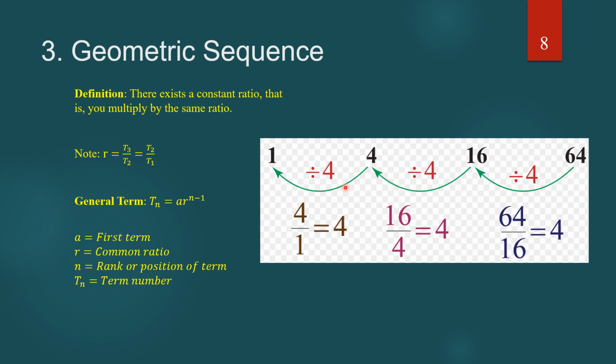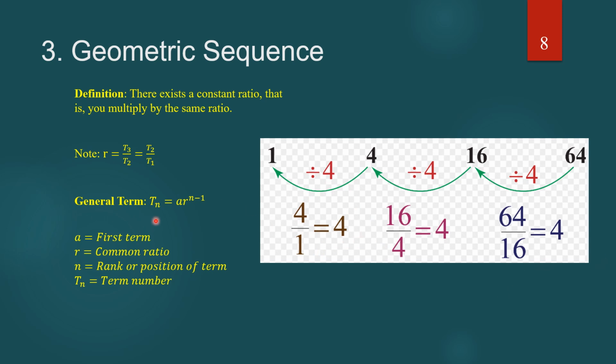Our common ratio is 4, meaning you divide the subsequent terms. So t3 divided by t2 is 4. 16 divided by 4 is 4, which is also equal to t2 divided by t1. 4 divided by 1 is clearly 4. So the ratio is a constant. We have a common ratio.